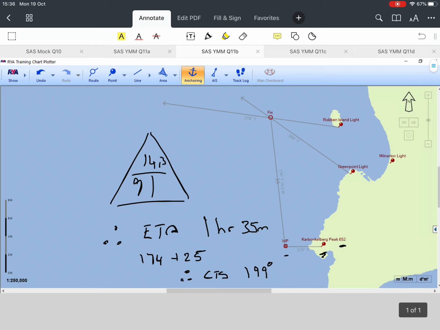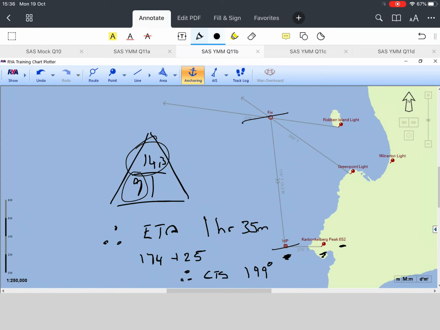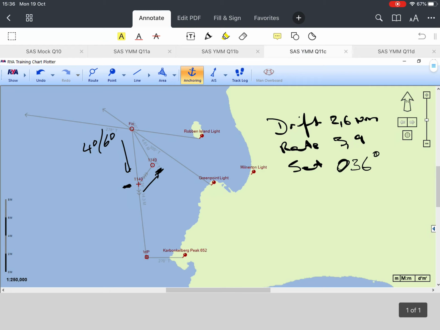Okay, so we then had to establish the waypoint position we wanted to go to. We looked at the distance. So we had distance and speed, and we found time. Okay, and our course to steer was 199 ship's compass.